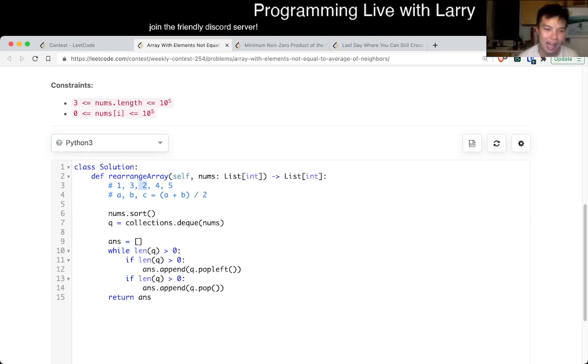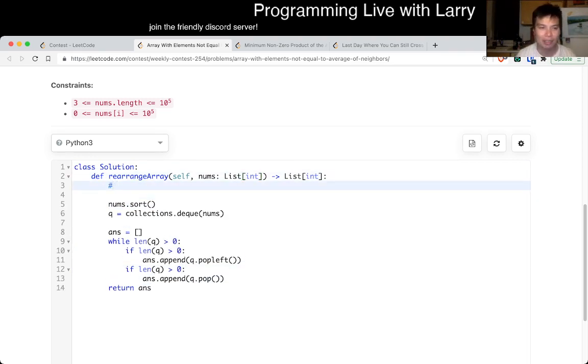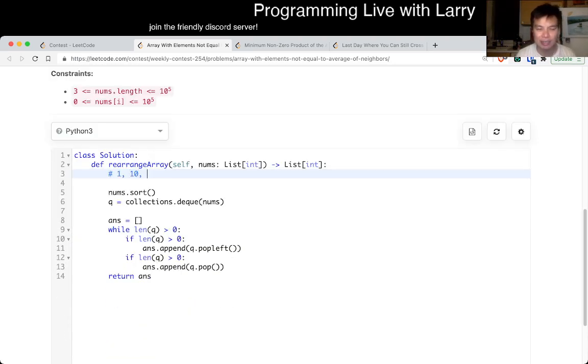What I did was sort the input, and then take one from the left and then one from the right. So I take the smallest number and the biggest number. Let's just say it's 1 to 10. Then next one I go 2, 9, 3, 8, 4, 7, and so on. The reason there's no average in between is that for every three numbers, the middle number is not between them. So there's no average because it's not even in between. Same thing here, and same thing here. That's the idea that I implemented.